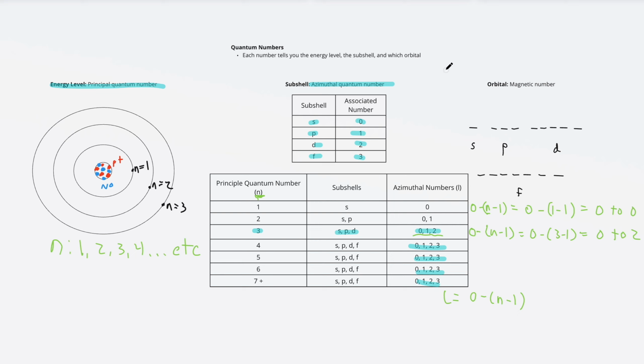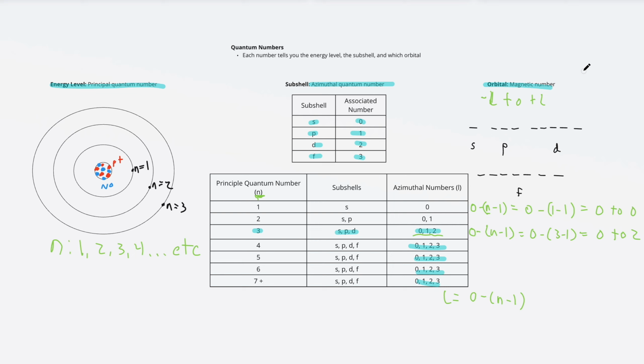The last level of organization we'll go over is the magnetic number, which is used to represent orbitals. You may have seen this equation in textbooks, but the magnetic number can range from negative L to positive L, and remember that L is the azimuthal number. So let's go through each possible azimuthal number and look at how this equation, negative L to positive L, makes sense.